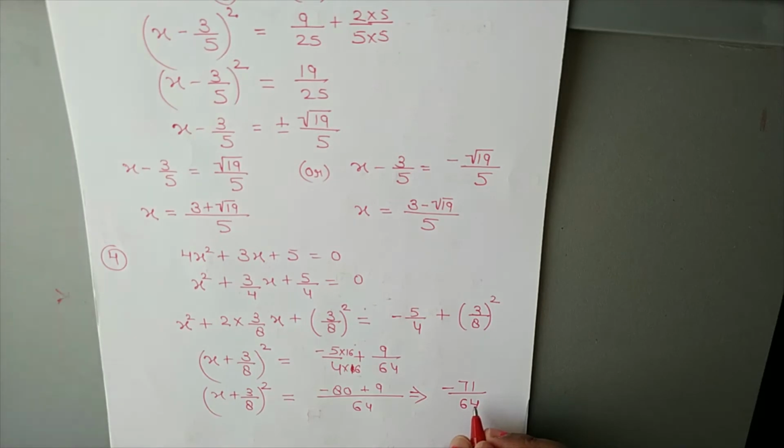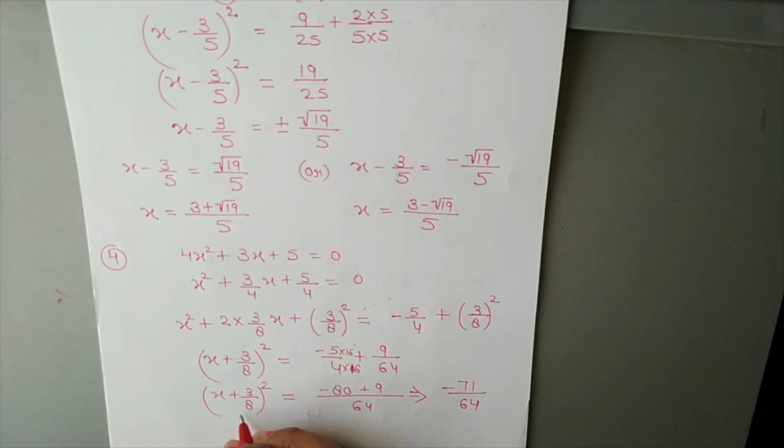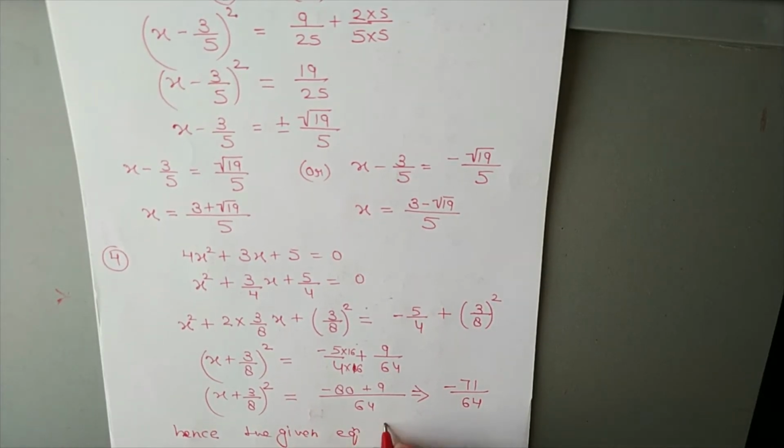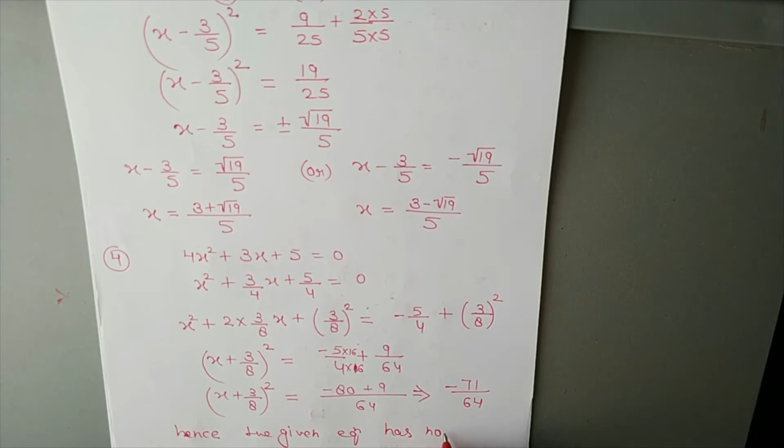Okay, so clearly you can see the right hand side is negative. Okay, so it cannot be negative for any real value of x. It means the given equation has no roots. So hence the given equation has no real roots.